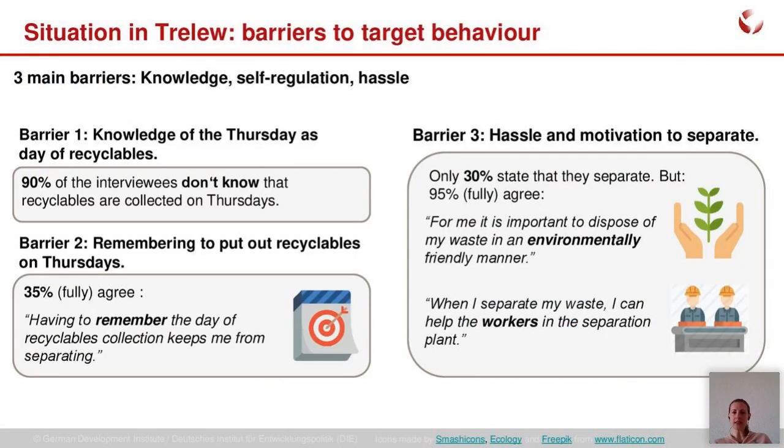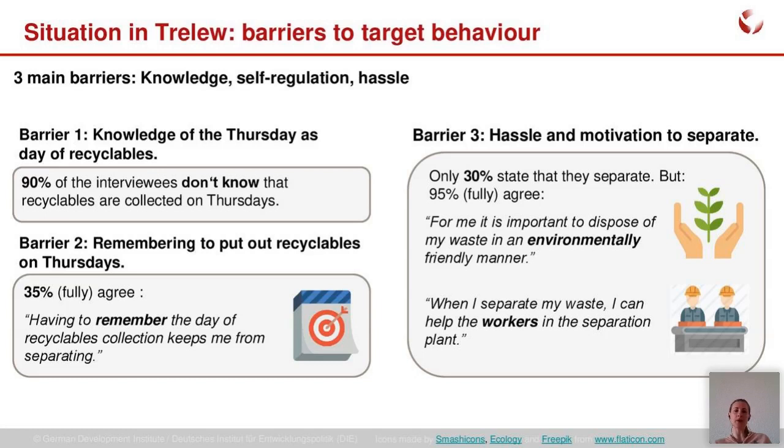So in terms of barriers to the target behavior, we hypothesized that there are 3 main barriers. The first one being the knowledge. People simply don't know. 90% of the interviewees don't know that they have to put out the dry waste on the Thursday. The second barrier, even if people know, they have to remember to put it out on the Thursday. And 35% agree or fully agree that having to remember that day keeps them from separating. And then the third barrier, separating is always a hassle. And so people need motivation to do it.